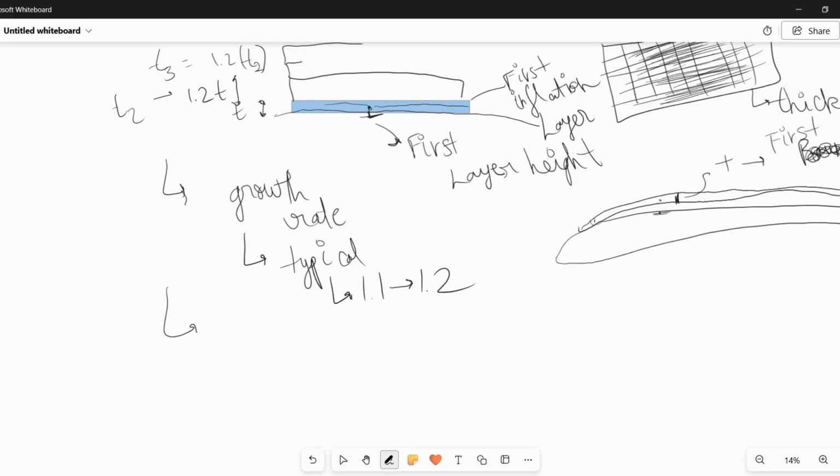The number of layers is another parameter. Number of layers is the total number of inflation layers. Typically you have 10 to 30 of these. I'm just saying typically, so it depends on the problem or the surface or the geometry. But most of the time for a problem, it's 10 to 30 layers that you're taking.